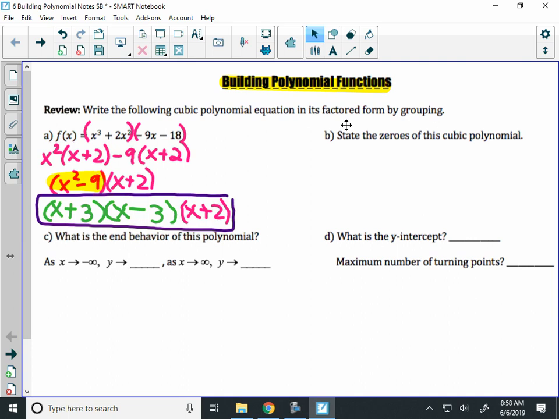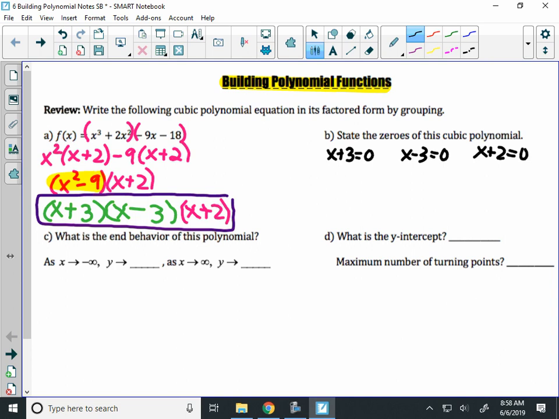So now to state the zeros, or the roots, of this cubic polynomial, remember, you technically use the zero product law. So you would set each factor equal to 0, and then solve for x. The first one, I subtract 3, so I get a root at negative 3. The next one, I have a root at positive 3. And then a root at negative 2. This cubic polynomial, we know degree 3, has 3 roots. It looks like it has 3 x-intercepts, and that's where they are.